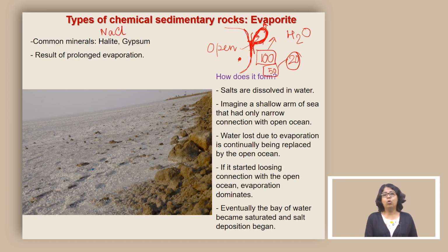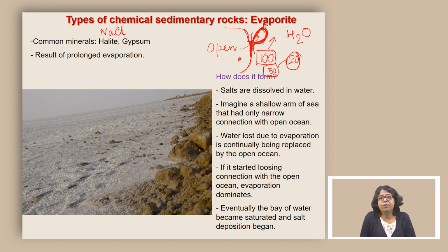In that case, whatever sea water went inside will keep on evaporating, and that evaporation will only stop when there is no water at all. The ground will only have this extremely high concentration of sodium chloride. So, this kind of situation happens when the connection with the open ocean is completely lost, and eventually the bay of water becomes saturated and salt deposition starts.